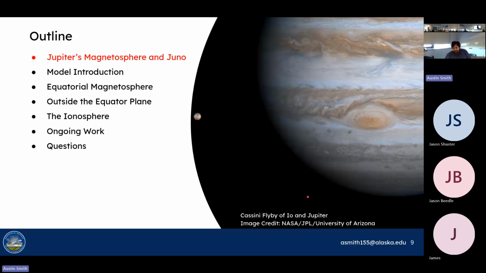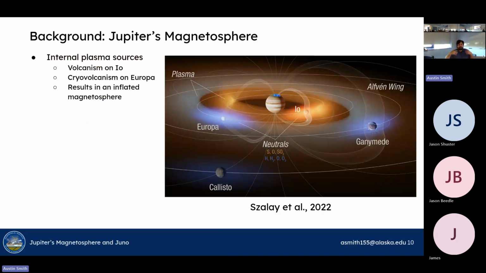Okay, so we're going to start with Jupiter's magnetosphere now. Some big picture background is that Jupiter has internal plasma sources, continuous plasma sources. This is unlike the Earth. There's volcanism on the moon Io and cryovolcanism on Europa. Io, though, represents a majority of the internal plasma, about 1,000 kilograms per second, whereas Europa is more on the order of 50 kilograms per second. And this basically results in an inflated magnetosphere.